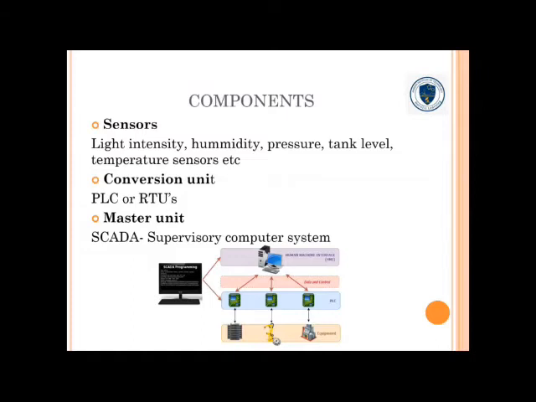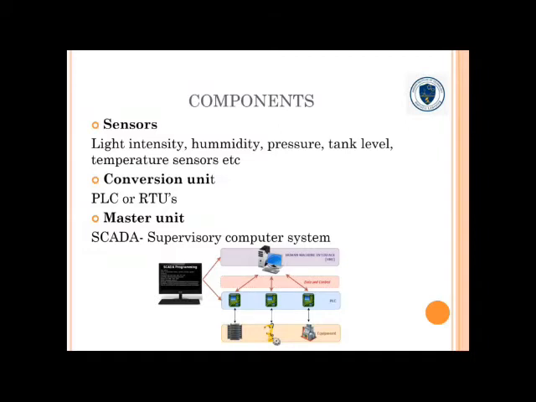Next is conversion unit. So conversion unit has PLC or RTUs. That is, PLC is programmable logic controller and RTU is remote terminal unit, which is controlled by microprocessor. It is interfaced with SCADA.